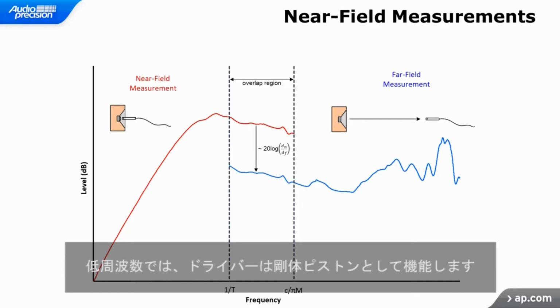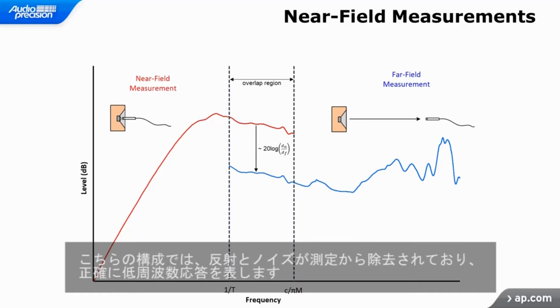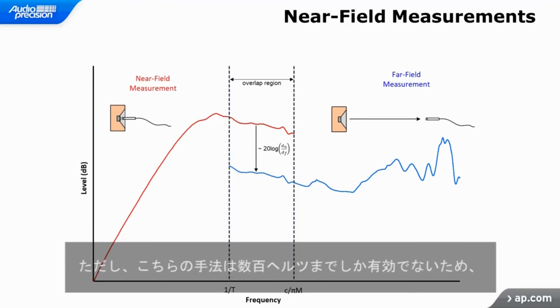At low frequencies, the driver acts as a rigid piston. In this configuration, the reflections and noise are eliminated from the measurement, producing an accurate representation of the low-frequency response. However, this technique is only valid up to a few hundred hertz.